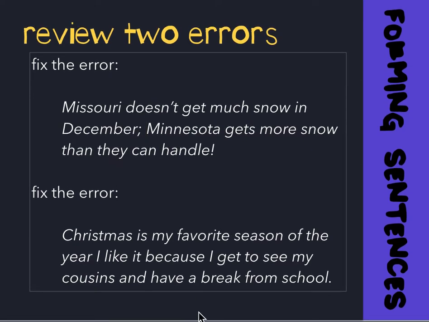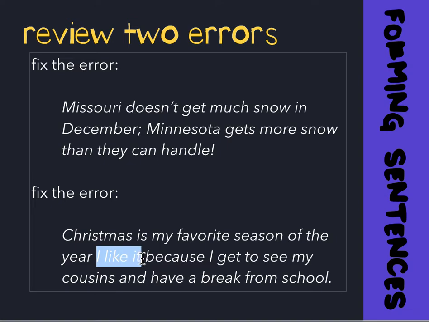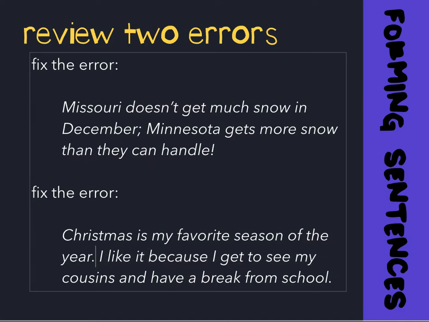In this sentence, Christmas is my favorite season of the year. I like it because I get to see my cousins and have a break from school. Whew, there's a lot going on in this sentence. This is a run-on sentence, and this is where the first independent clause starts, and this is where the next independent clause begins. So I need to add a comma and a conjunction. Or I could put a period and leave it at that.